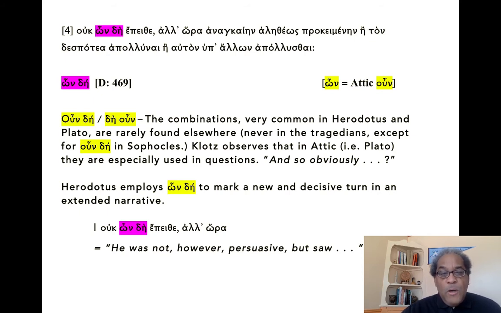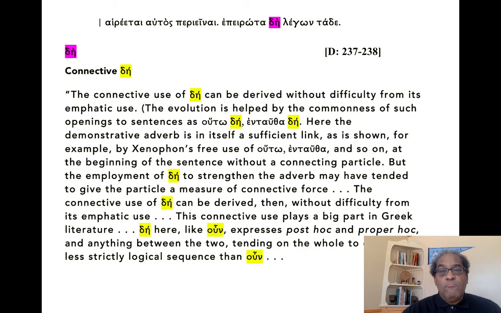So, ouk ōn de epeithe, all' hora. He was not, however, persuaded, but saw. He did not, however, persuade her, but saw. So you might look back over the Herodotus that we've read so far and find the instances of ōn de, because it's very common in Herodotus, where he uses it to mark a new or decisive turn in an extended narrative. Okay.